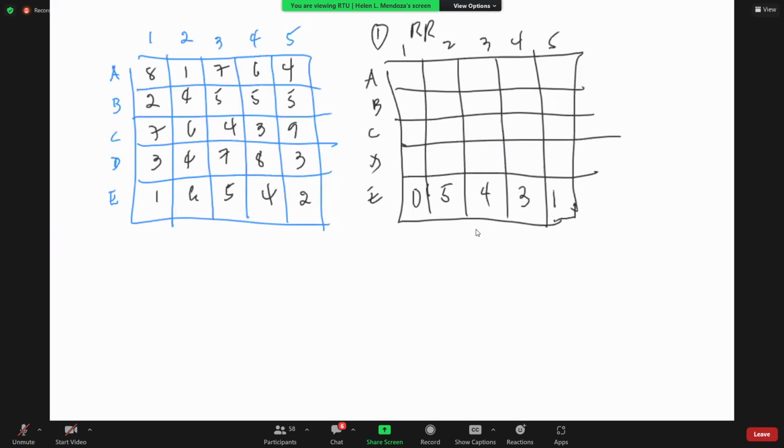Row D. Ano po? 0, 2, 3, 3, 3. Row D. Sige. 0, 1, 4, 5, 0. Okay, next.